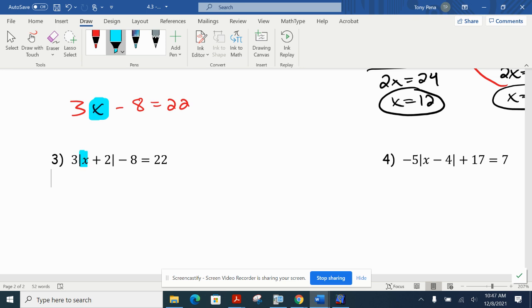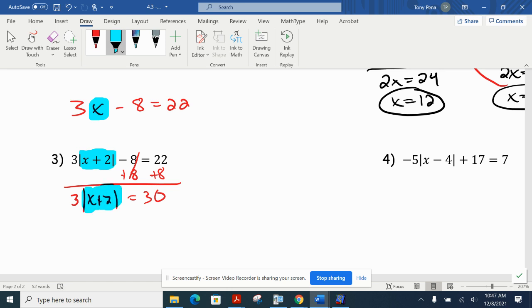Well, if you look at this one, this is identical. This is the exact same thing. Aren't we just trying to isolate this x plus 2? So the first thing we're going to want to do here is just what Fabian told us to do in that previous one. We still want to add 8 right there. So we now have the 3. We still have those absolute value bars. The 8 is now gone, and it now equals 30.